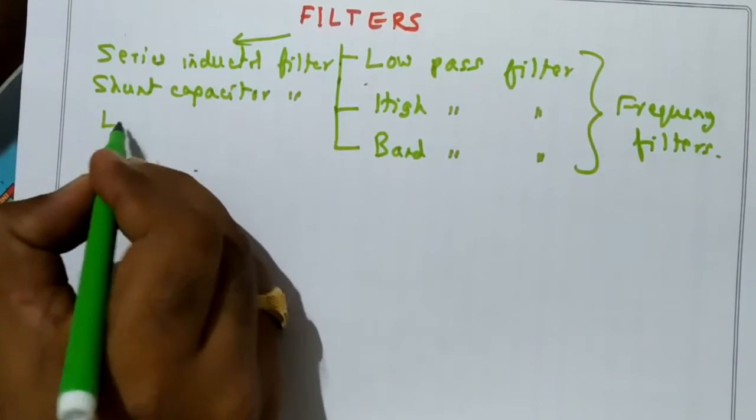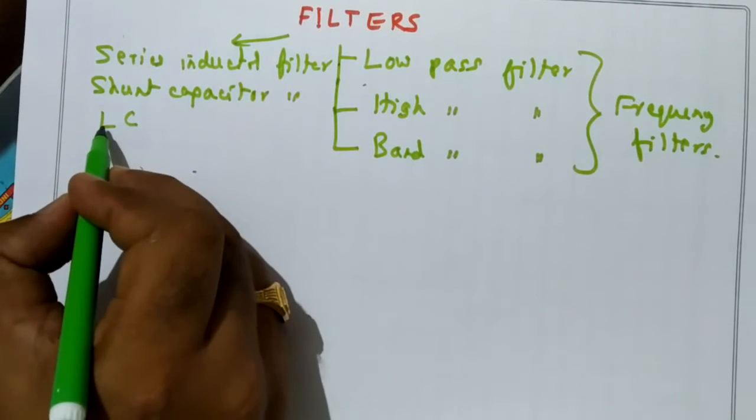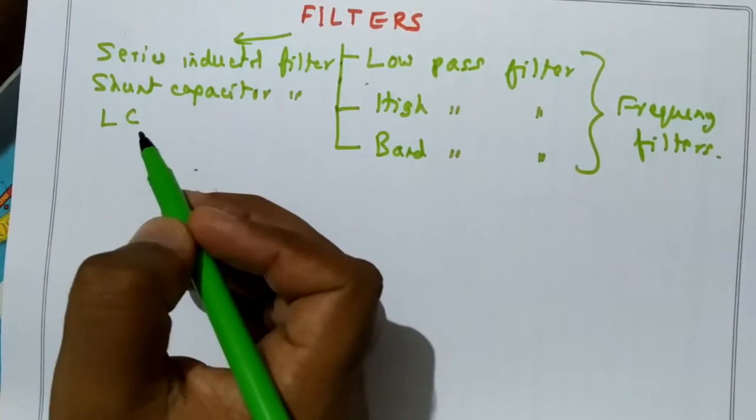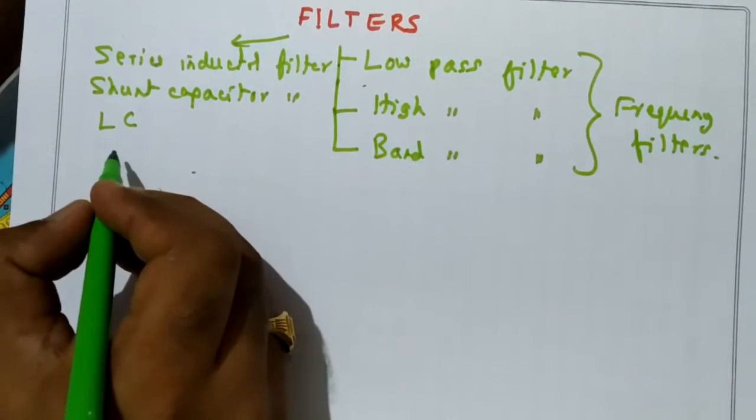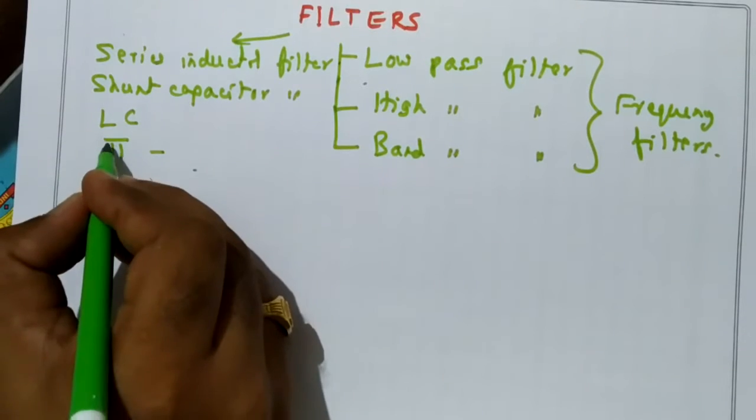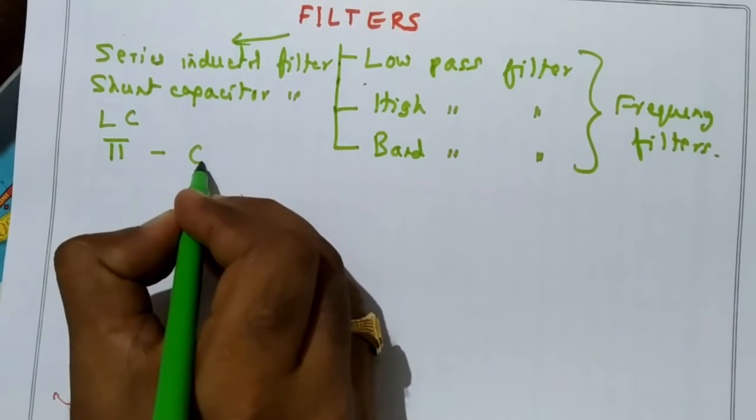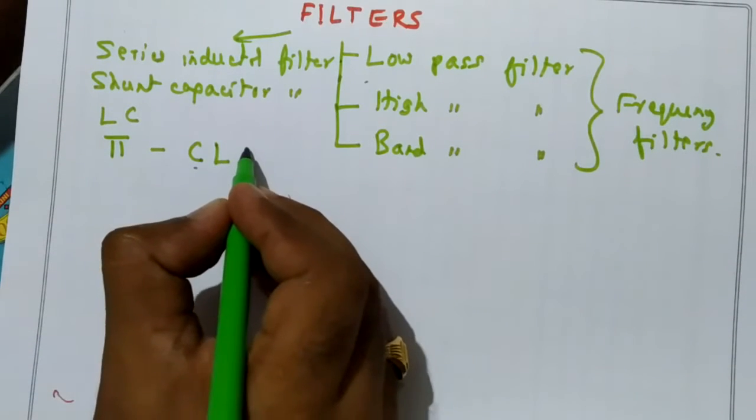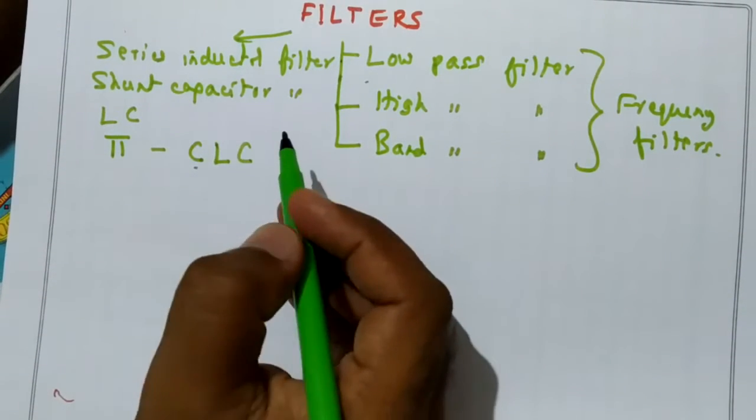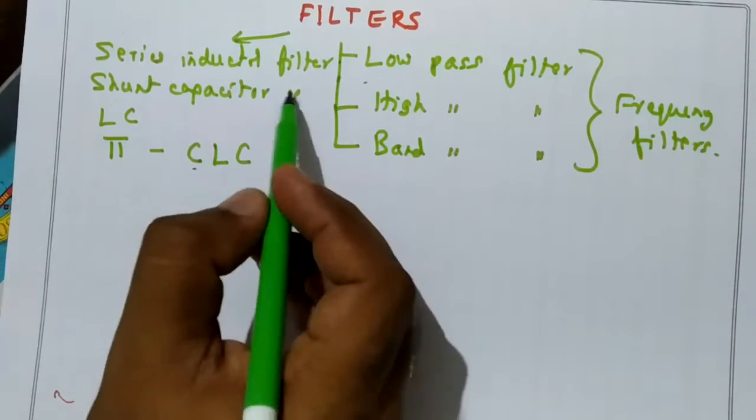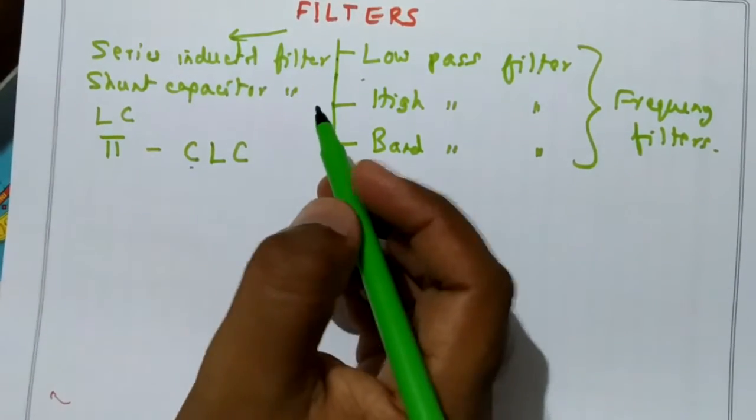One is called the LC filter. It is a combination of the series inductor filter and the shunt capacitor filter. Another one is called the pi filter, which is a combination of a shunt capacitor filter, a series inductor filter, and again a shunt capacitor filter. So here L means inductor. Now we discuss these filters.